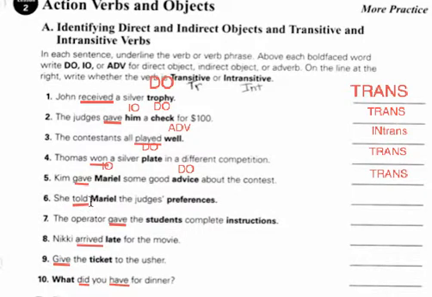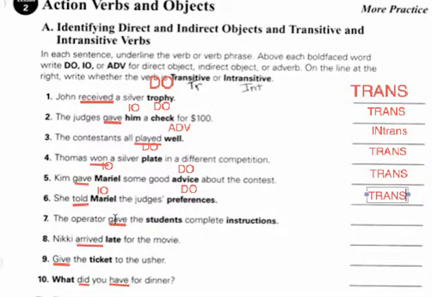Now, number 6, she told Mariel the judge's preferences. She told what? She told preferences. And to whom did she tell the preferences? Mariel. That makes Mariel our indirect object. Again, she's a professional indirect object. Oh, but let's get serious here. So if we have a direct object, that makes our verb transitive.